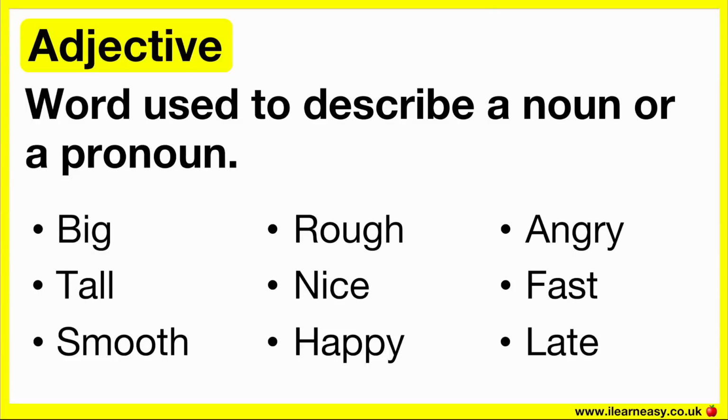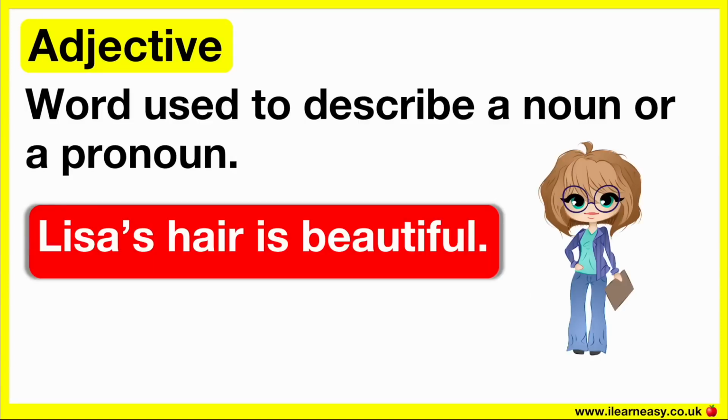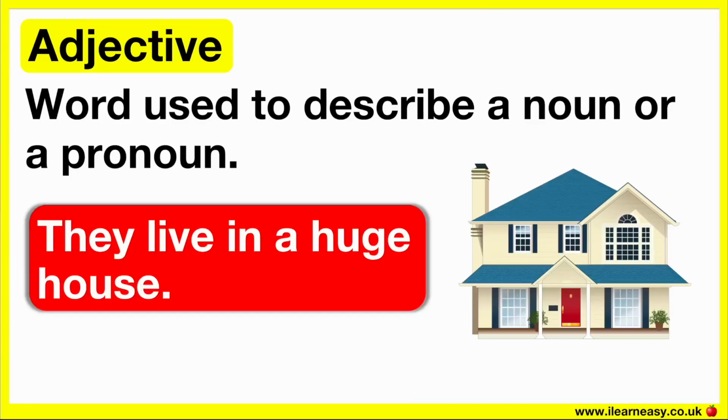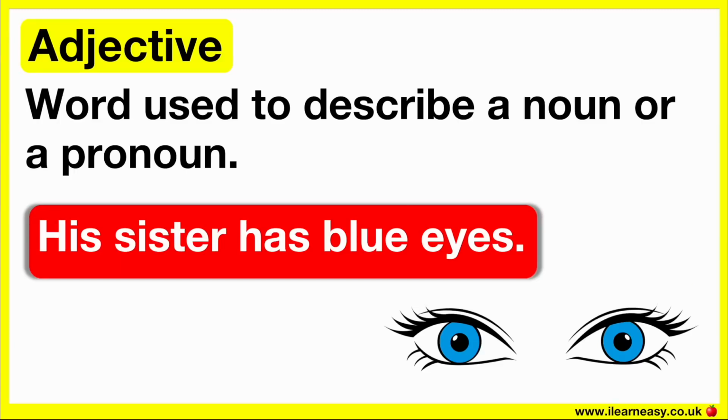Now let's look at examples of adjectives in sentences. Lisa's hair is beautiful. The adjective in this sentence is beautiful because it describes Lisa's hair. They live in a huge house. The adjective in this sentence is huge because it describes the size of the house. His sister has blue eyes. The adjective in this sentence is blue because it describes the color of his sister's eyes.